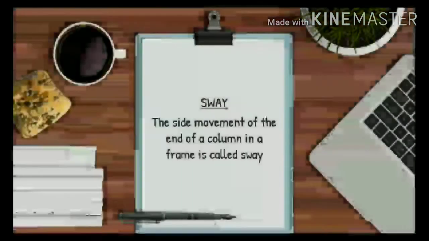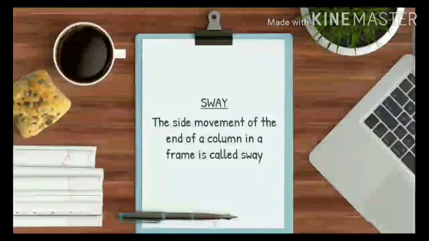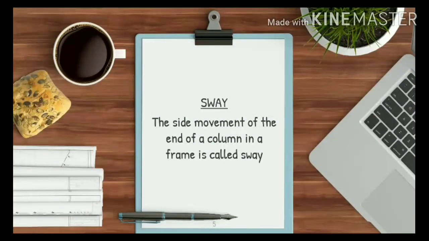So what do we mean by sway? Sway means the side movement of the end of a column in a frame. If there is any side movement, either left to right or right to left, the side movement of a column in a frame is called simply sway.